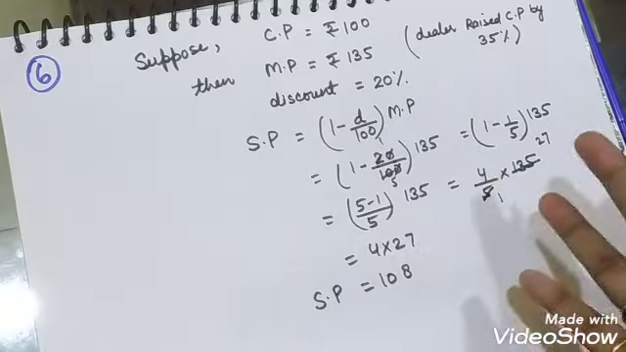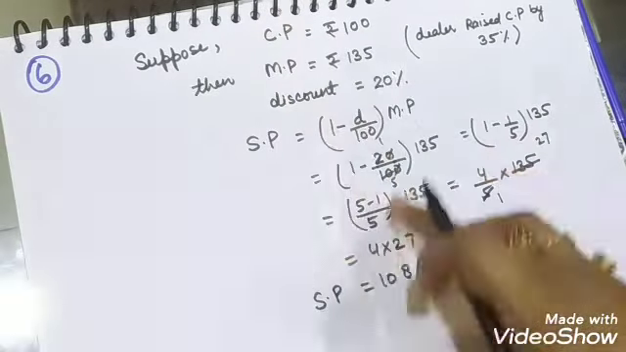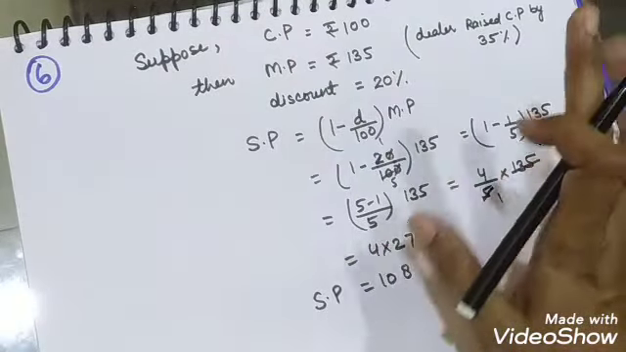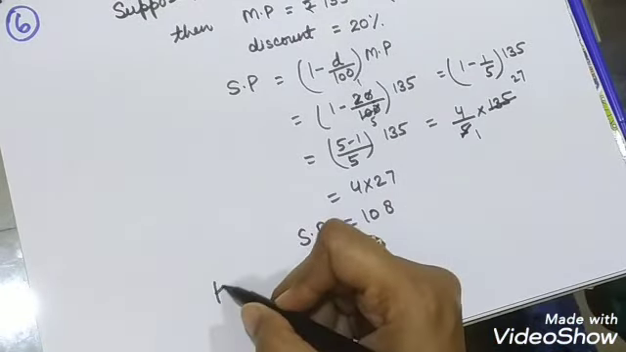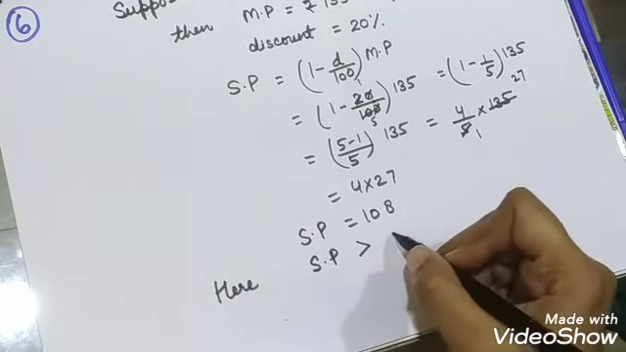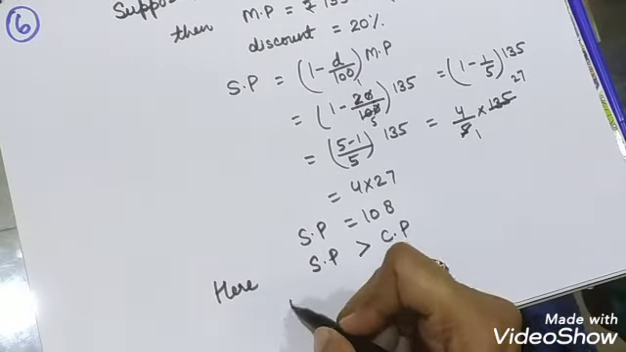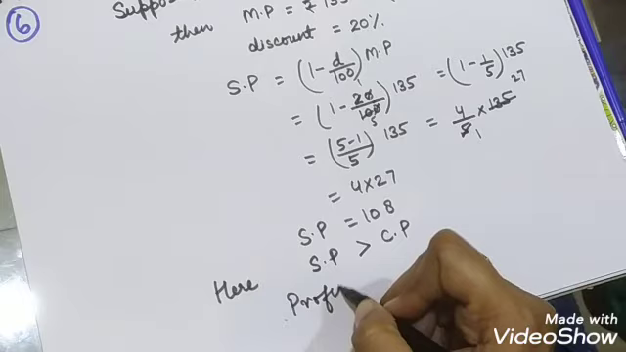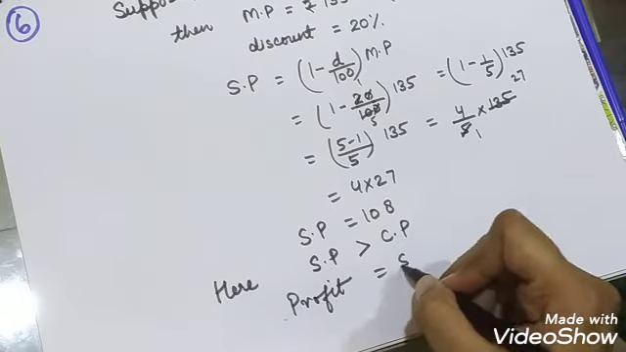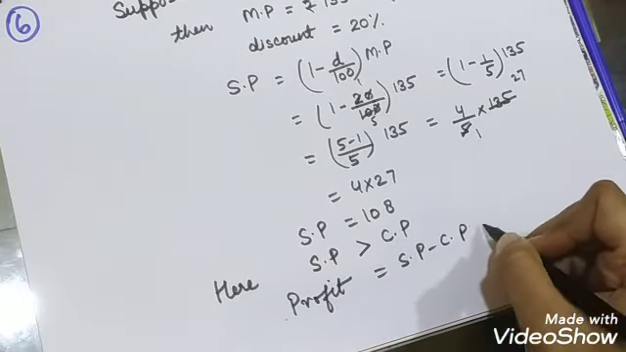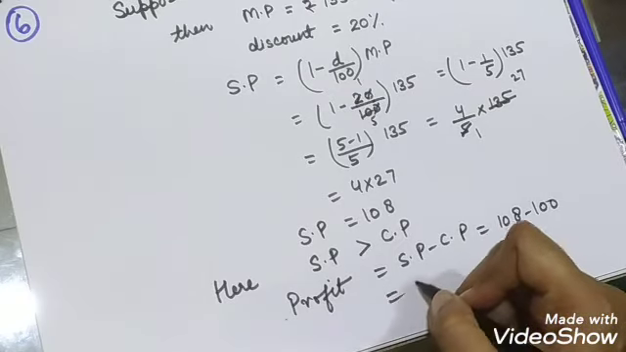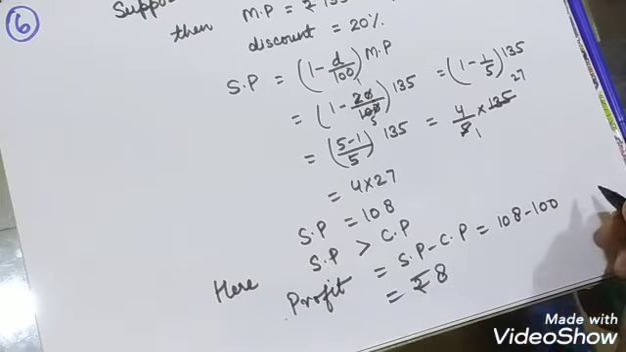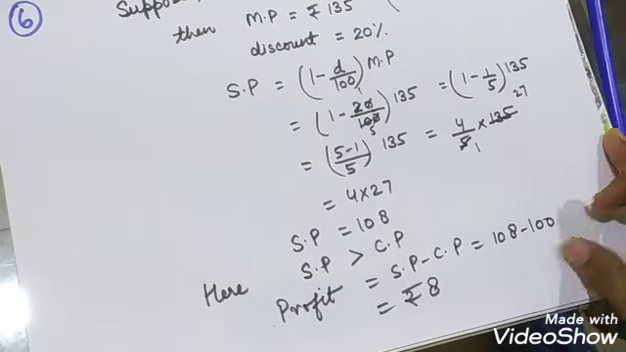So selling price is 108 and cost price is this, because whenever we are going to find whether it is a gain or a loss, we see cost price and selling price, not marked price. Okay, so we write selling price here is more than cost price, so the person will have a profit or a gain which is equal to SP minus CP, and it is 108 minus 100, means profit is of rupees 8. Okay, means gain is of rupees 8.